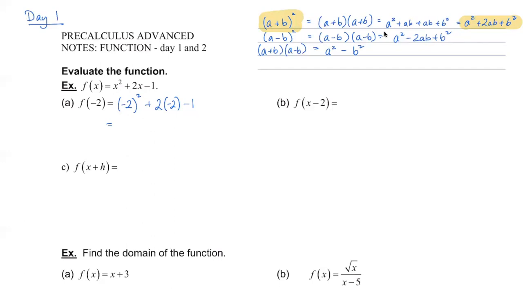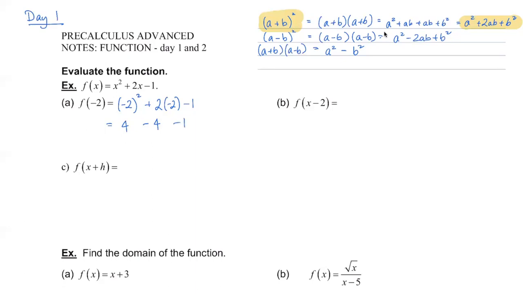Parentheses -2 squared is 4, okay? Not -4, it's 4, because -2 times -2, you have two negative numbers multiplying together, that's positive 4. And then 2 times -2, it's -4. So that's why it's -4.